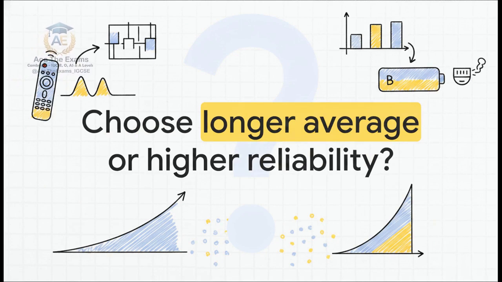I want to leave you with one final question to chew on. If you're buying a battery for your TV remote, yeah, maybe you roll the dice on battery A. But if you are putting it in your house's smoke detector, which battery are you actually going to spend your money on?